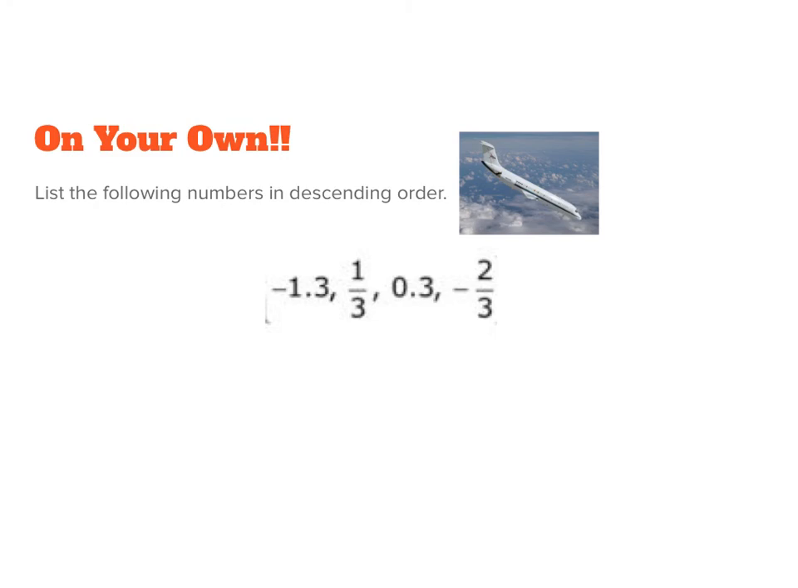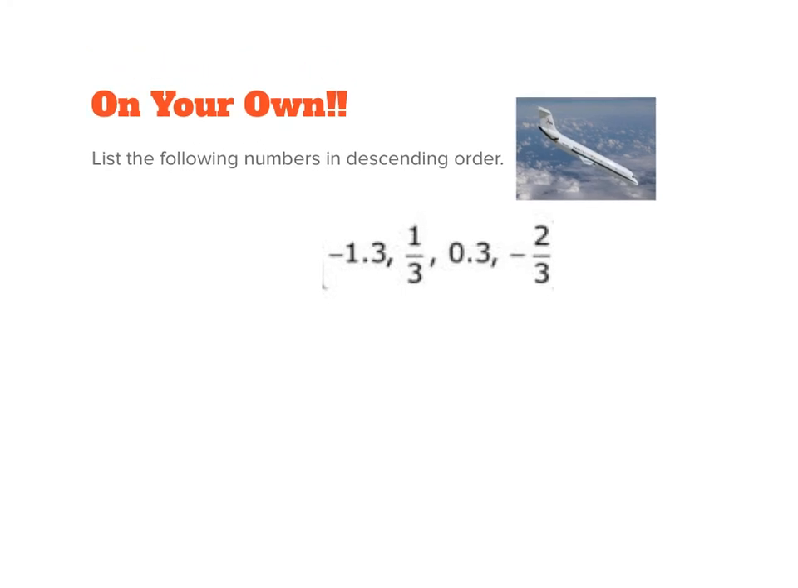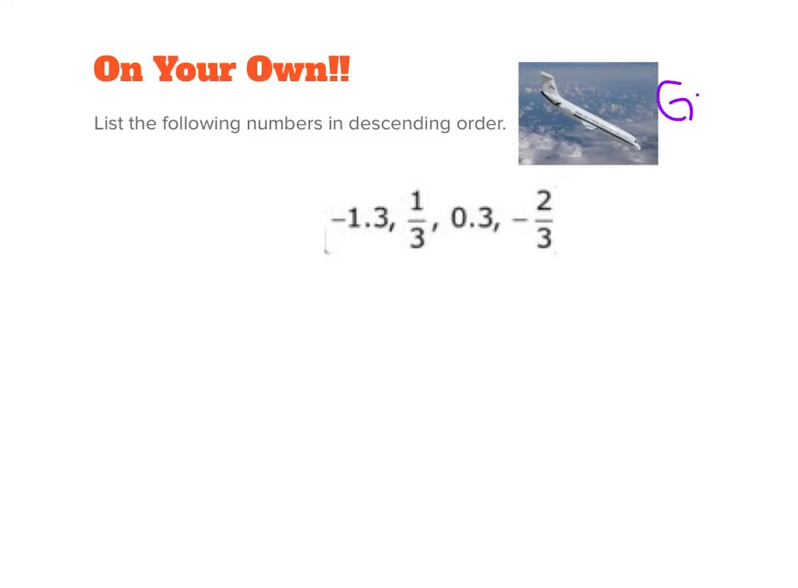Okay, so this is a problem you're going to try on your own. Now it says descending order, so remember, descending means that it's going to be greatest to least. So again, remember your strategies. Look for those whole numbers. Look for those positive numbers, and you should be able to get your answers. So go ahead and pause the video and come back to it to see if you got your answer correct.